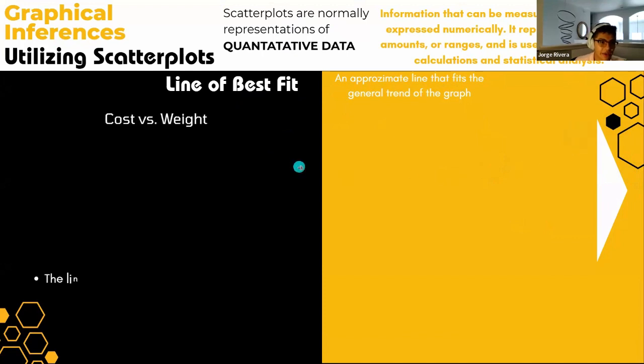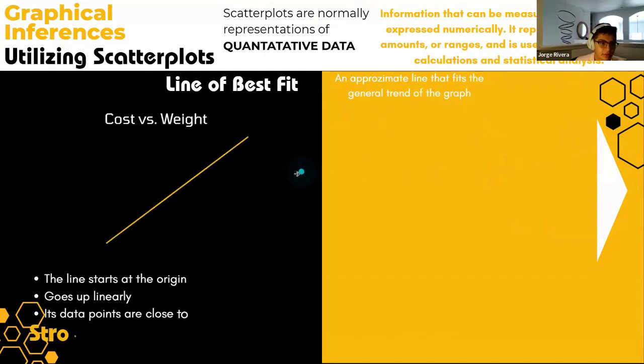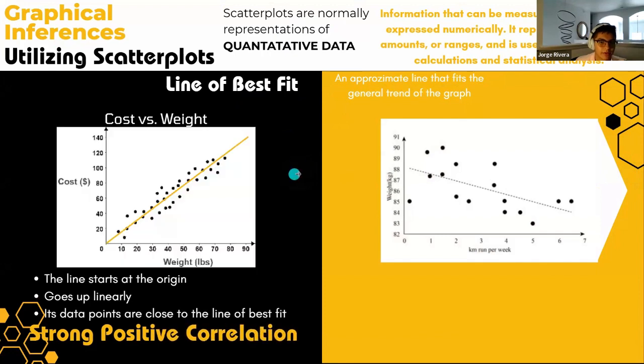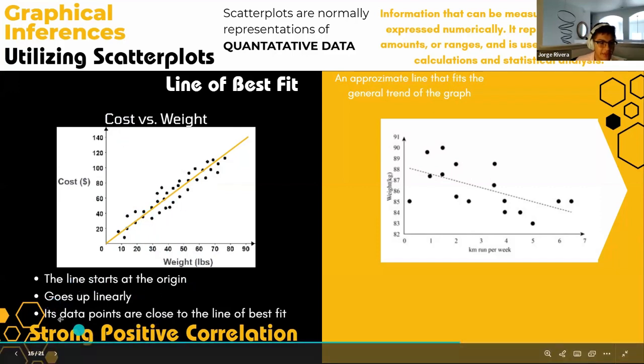Okay, that's my bad. So we have a graph of cost versus weight. Here we have weight as the independent value, and here we have cost as the dependent value, right? And we have all these little values. The line starts at the origin and goes up linearly. Its data points are close to the line of best fit.